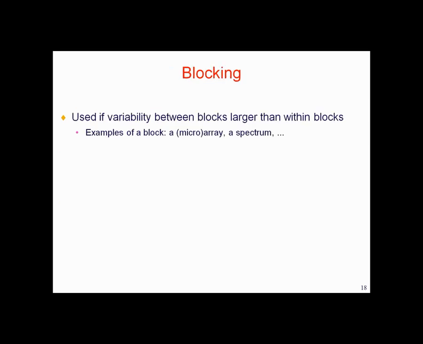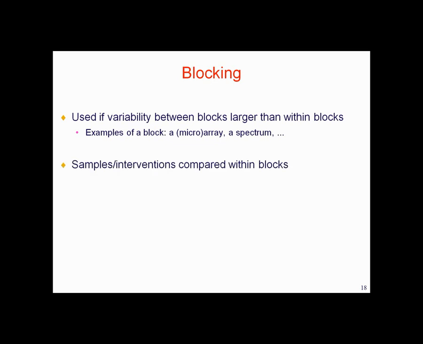Now, what does blocking mean? Blocking is used when variability between blocks is larger than within blocks, okay? An example of a block is a microarray, for instance, or a spectrum. Essentially, you can have a group of measurements which are similar, but if you have another group of similar measurements, it will be very much different. This means that if you start to look across the blocks, the variability will pop into your measurements.